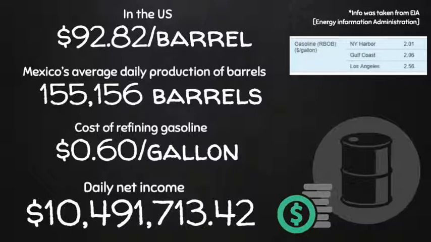Based on the following investigation, the cost of refined gasoline is $0.60 per gallon. It is known that a barrel of gasoline has 42 gallons and the daily production of barrels in Mexico in 2018 was about 155,000 barrels, so the cost of refining gasoline is $3 million. The daily net income of the refining industry is approximately $10 million.